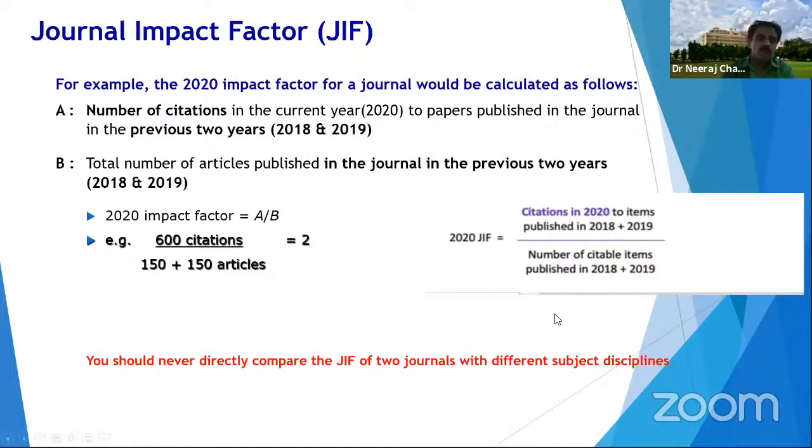Please keep in mind that you should never directly compare the impact factors of two journals from different subjects. If you are comparing journals, you have to compare them within the same discipline only, because the citation pattern is different. The total number of papers they include is different, and each area has a different kind of citation impact. So you should not compare two journals of different disciplines.